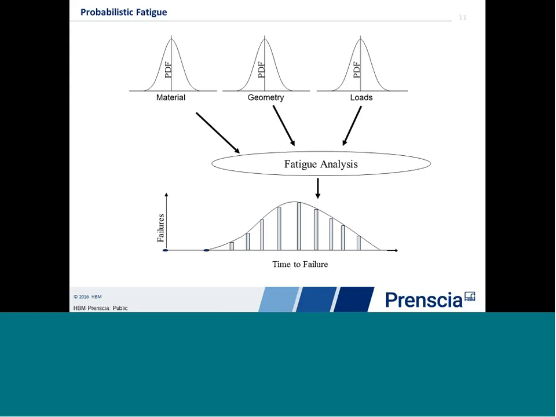So realistically, variability in material strength, in part geometry, and in loads that the part sees are all going to lead to a probability distribution of times to failure. In other words, some parts will fail early, and some parts will fail late.